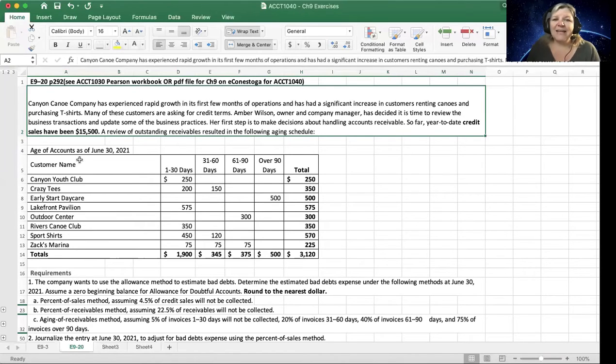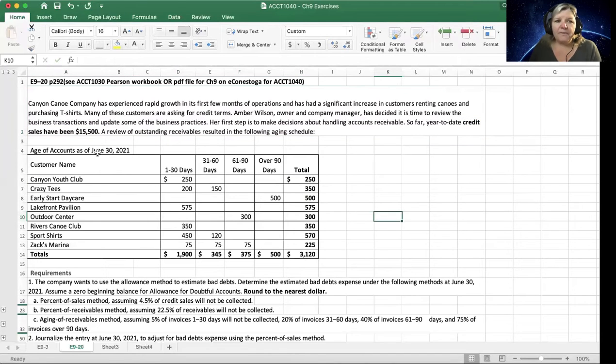So far, year to date, credit sales have been $15,500. You'll see I made that bold already. That is an important piece of information that we're going to need as we work through the percentage of sales method down below. So credit sales, again, 15,500.